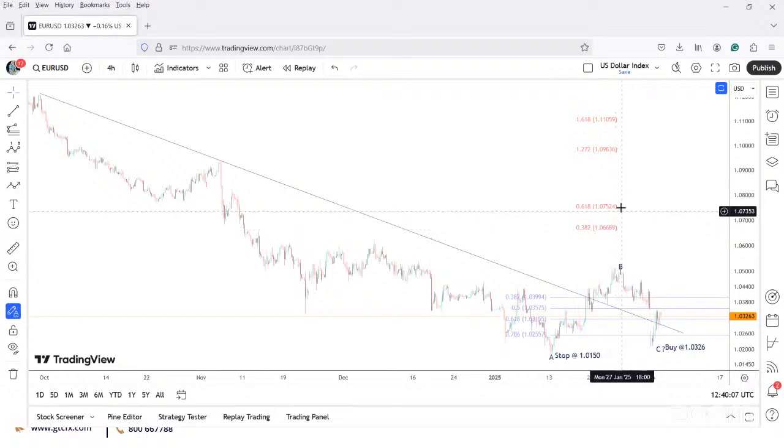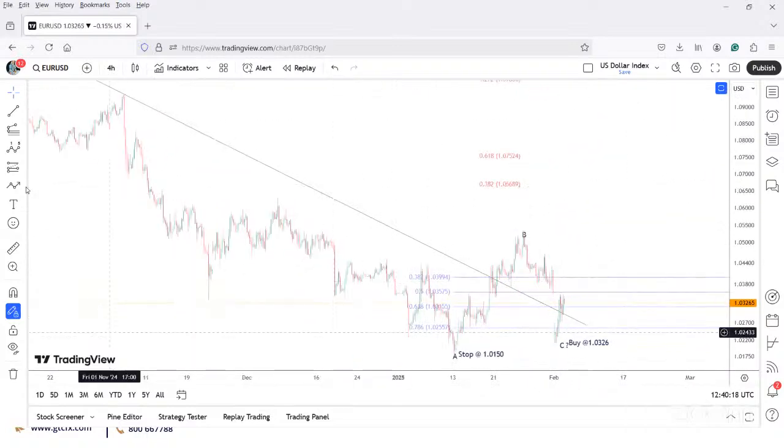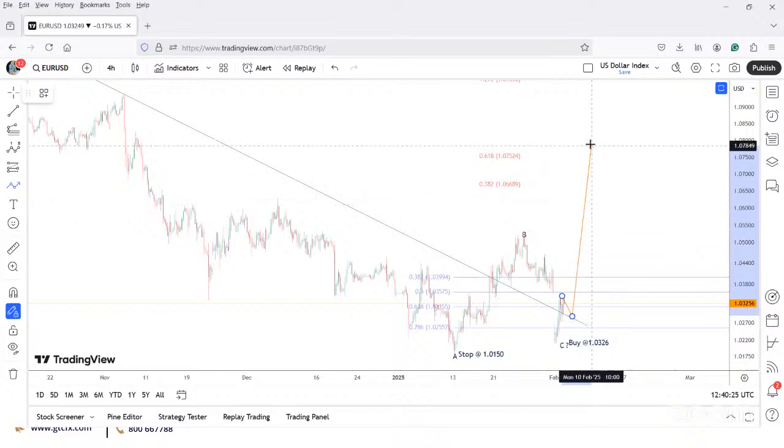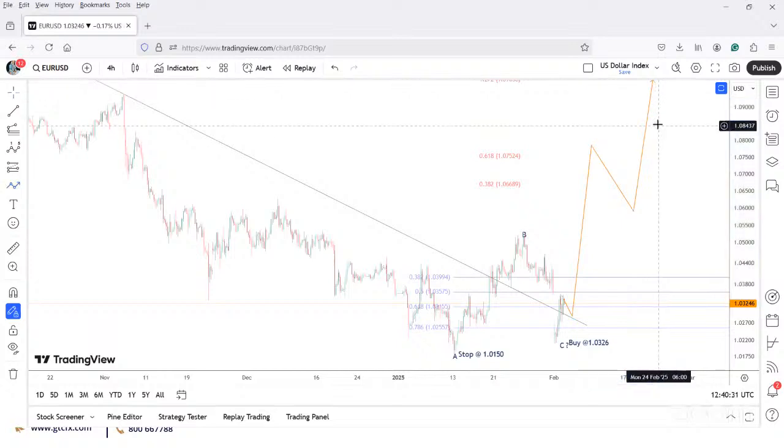1.0670, 1.0750, 1.0980, and 1.11. So we have got two cycles projected over here. Ideally the market would go like that, and then come back and achieve the next target. Now this is not going to come in 2 days or 1 week or 2 weeks. It may take several weeks for prices to reach 1.12.